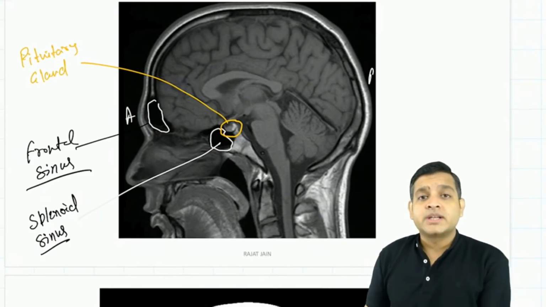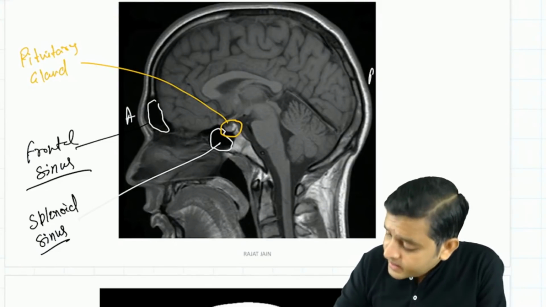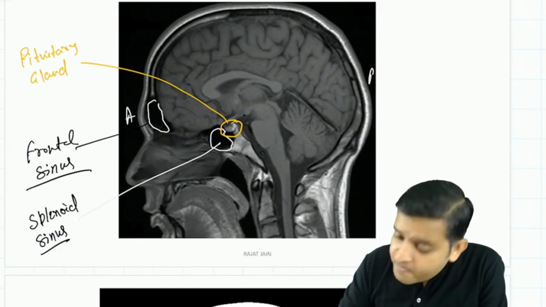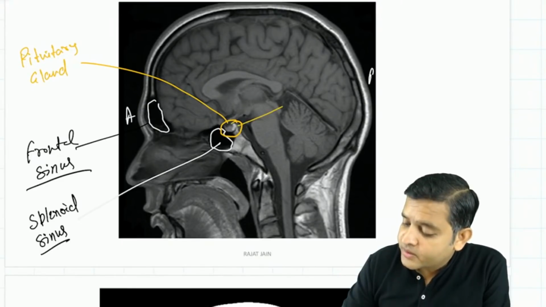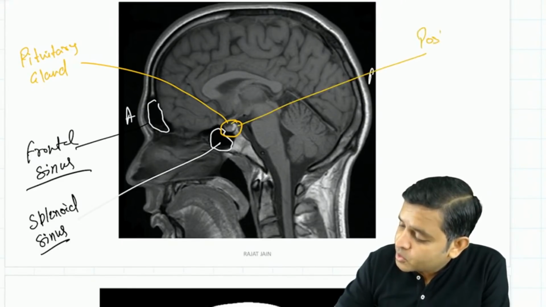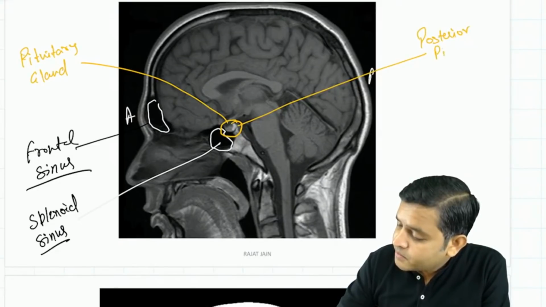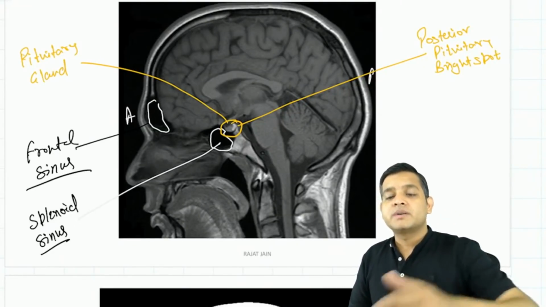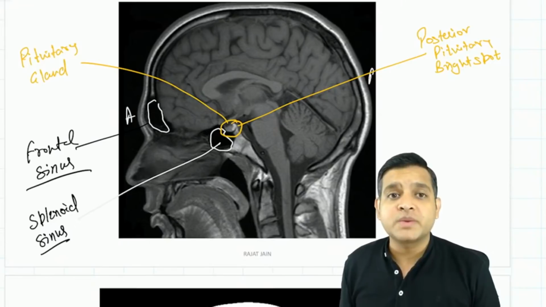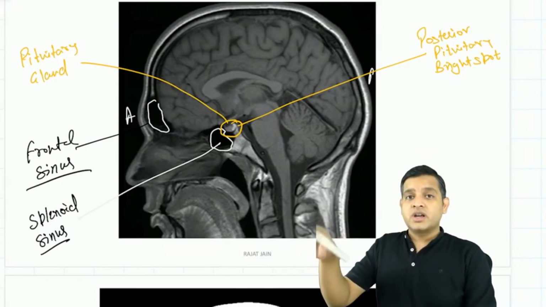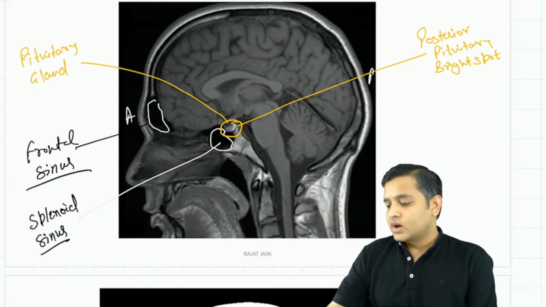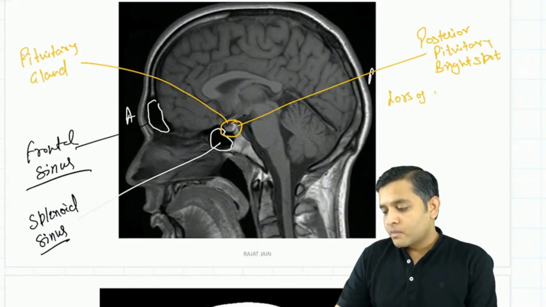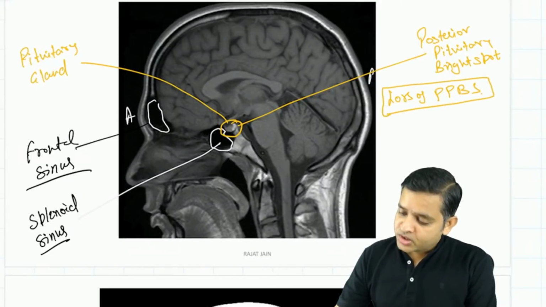Now what are the important difficult MCQs that you could see from here? Can you see this white area in the pituitary gland? This is posterior pituitary, called the posterior pituitary bright spot. Now the question that you may get in the exam, again a clinical question, but the major crux of the question is loss of posterior pituitary bright spot.